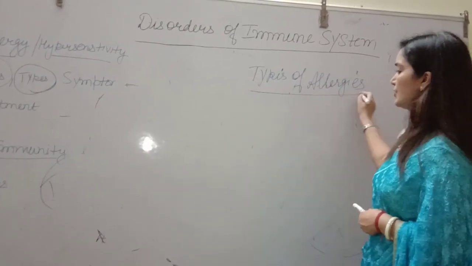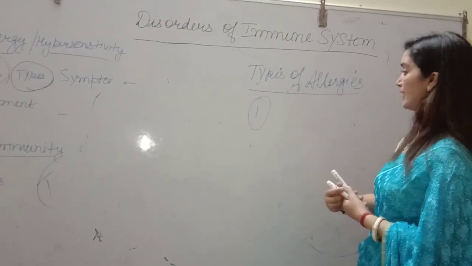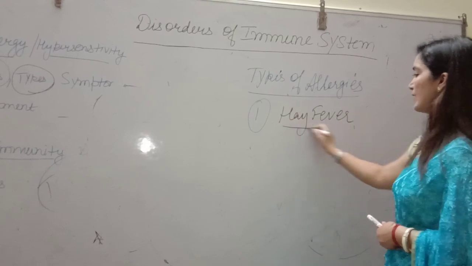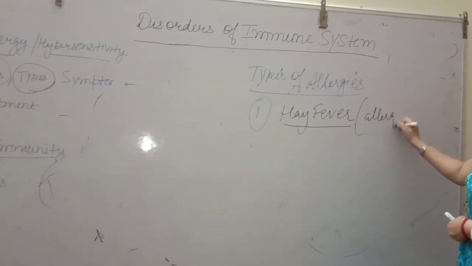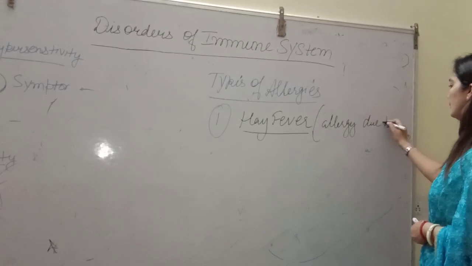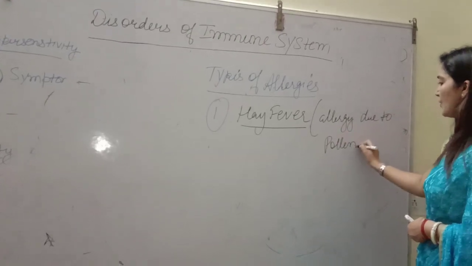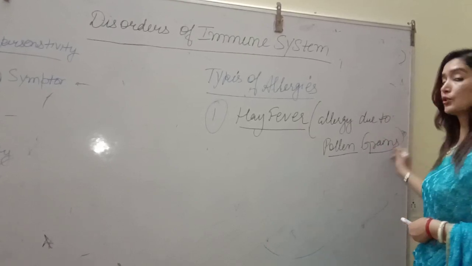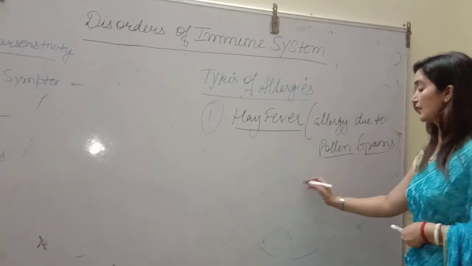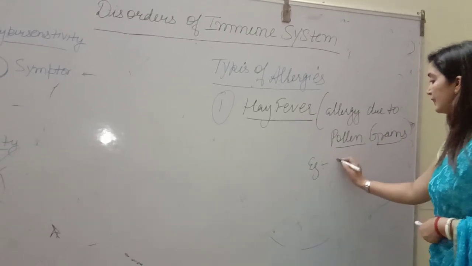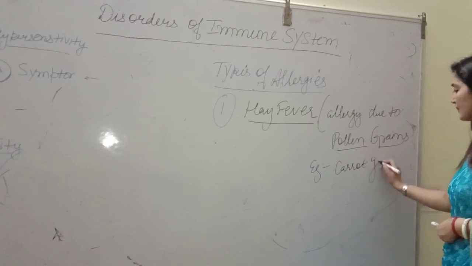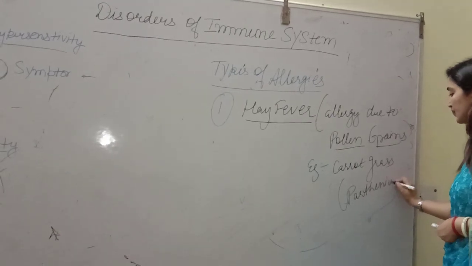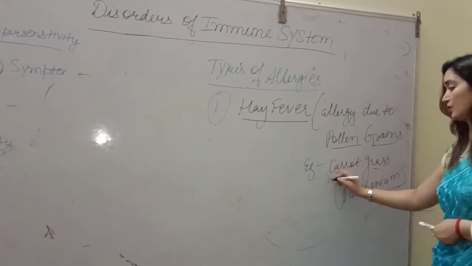So we are coming to types of allergy. First of all, we are going to discuss a very important and common one, hay fever. What is hay fever? Allergy due to pollen grains. Very important. Now students, not all pollen grains are allergic in nature. I am giving an example like carrot grass, that is also called Parthenium, scientific name, students. The pollen grains of this specific plant cause allergy.